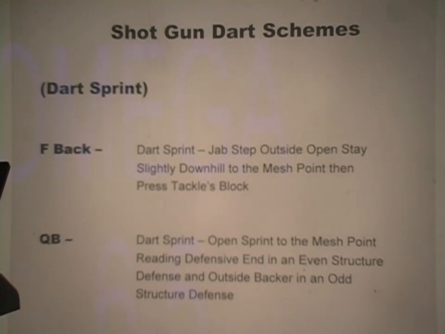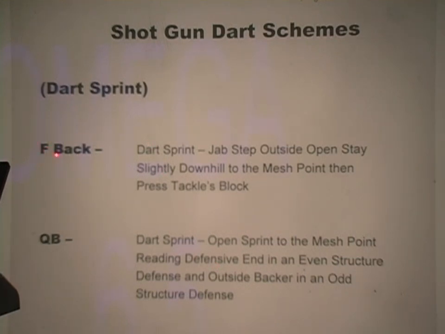All right, now we're going to cover the back action and the quarterback for dart sprint. Now, we call this sprint because, again, the quarterback is, let's just cover him first. He's going to open and sprint to the mesh point, reading the defensive end in an even structured defense and the outside backer in an odd structured defense. I'm going to show you this on tape in a minute, so I'm not going to go into detail so we can move. I'm just giving you the rules. He's going to open and sprint to the mesh point, reading the defensive end.